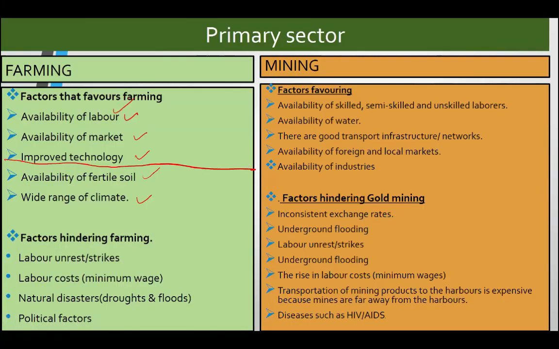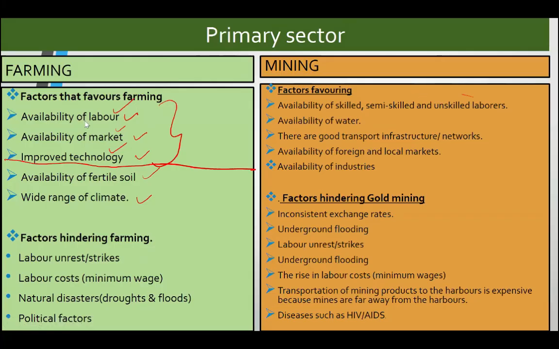Mining will also need labor, it will need market, it will need improved technology. So as much as we're looking at factors that favor farming, these factors as they are, except for fertile soil, because mining does not need fertile soil, and a wide range of climate. Actually, climate you cannot use as it is. We'll look at what climate is required for mining. But if you are looking at factors that favor farming and factors that favor mining, you can use them the same way.